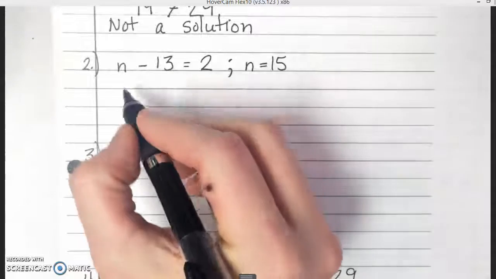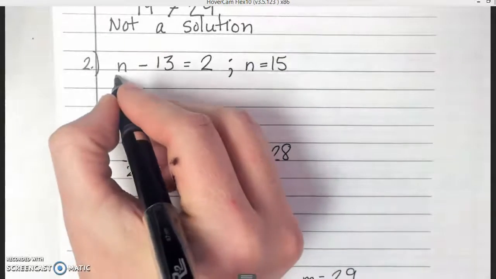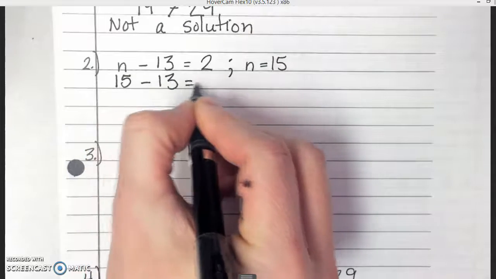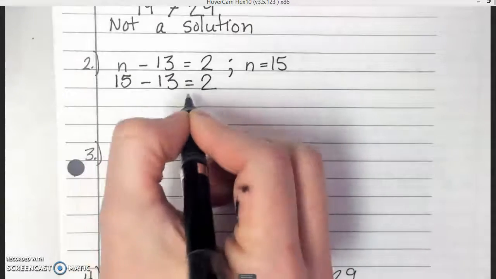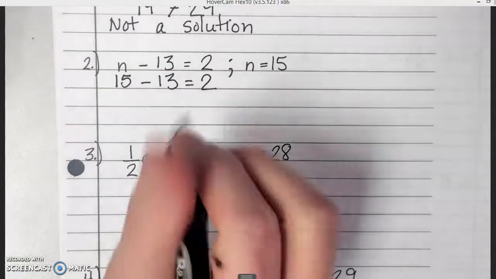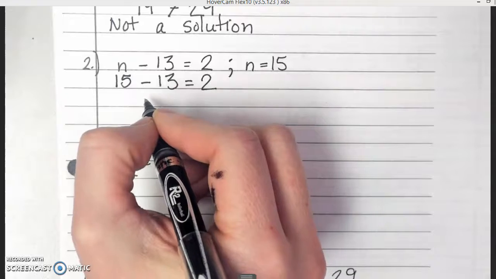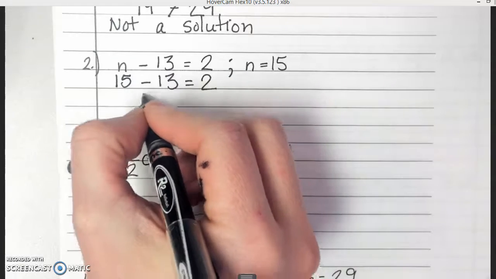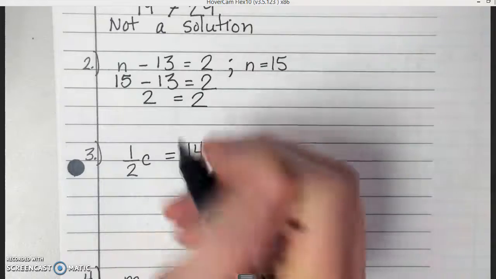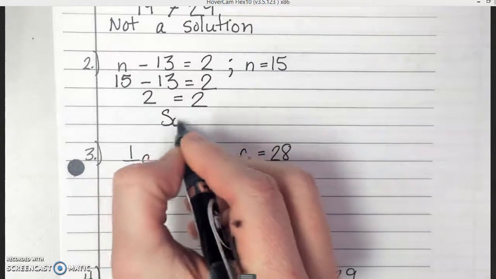All right, number 2. We have n minus 13 equals 2. So we're replacing n with 15. So we're rewriting 15 minus 13 equals 2. 15 minus 13 is 2. So what do we notice here? 15 would be the solution.